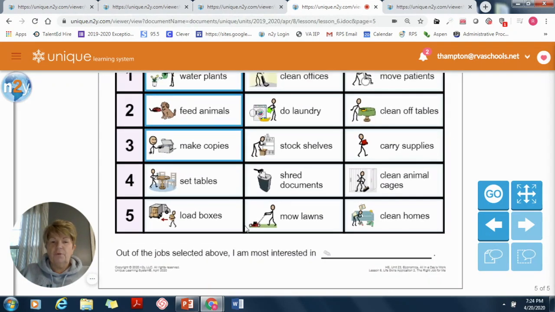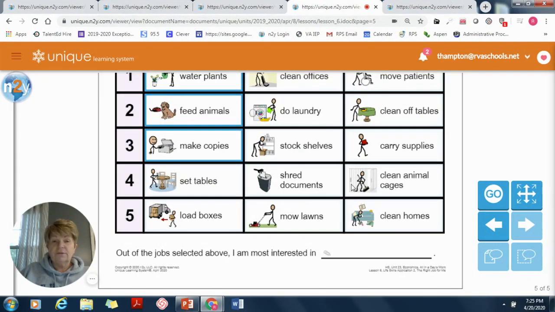And then row number 4. See what our choices are here. Set tables, shred documents. Shred just means that you have a machine that tears everything up very, very tiny, and you're able to just put it right into the machine and it comes out in tiny little pieces. So set tables means put the cups and glasses and plates and silverware on the table, shred documents, or clean animal cages.